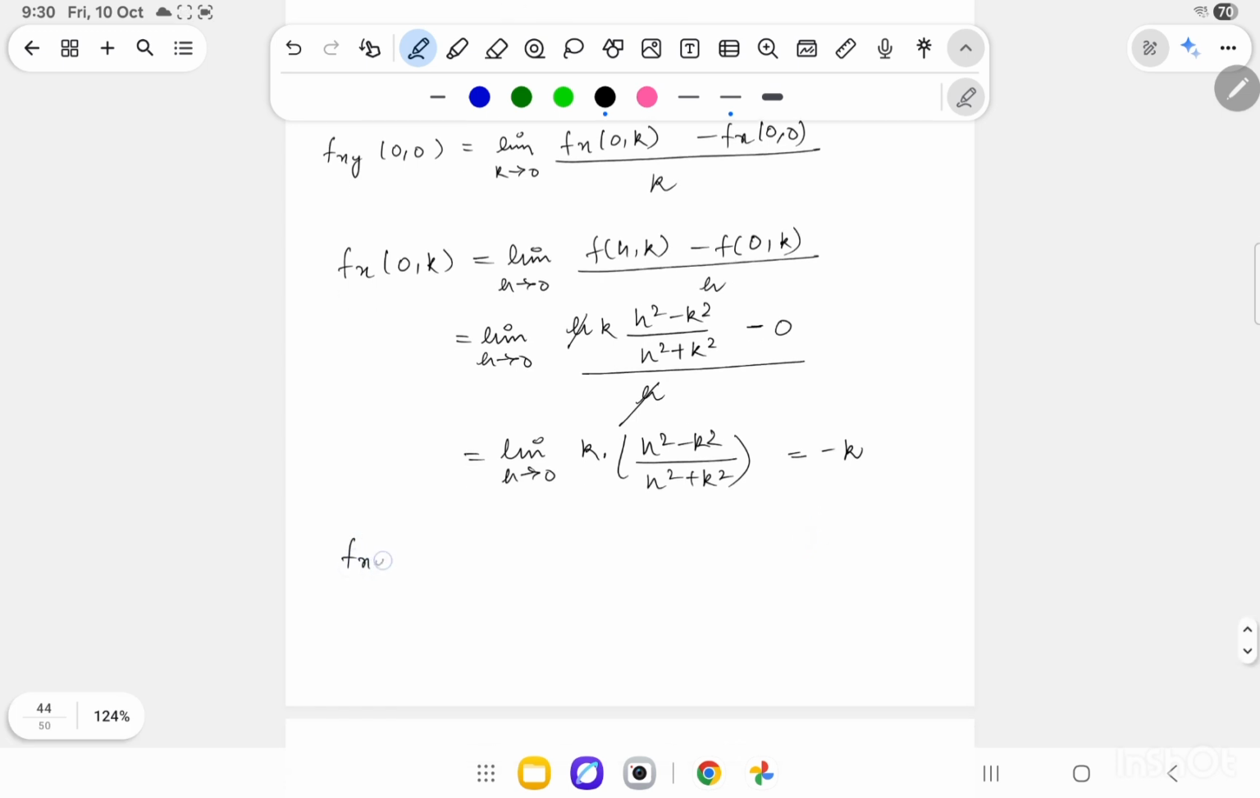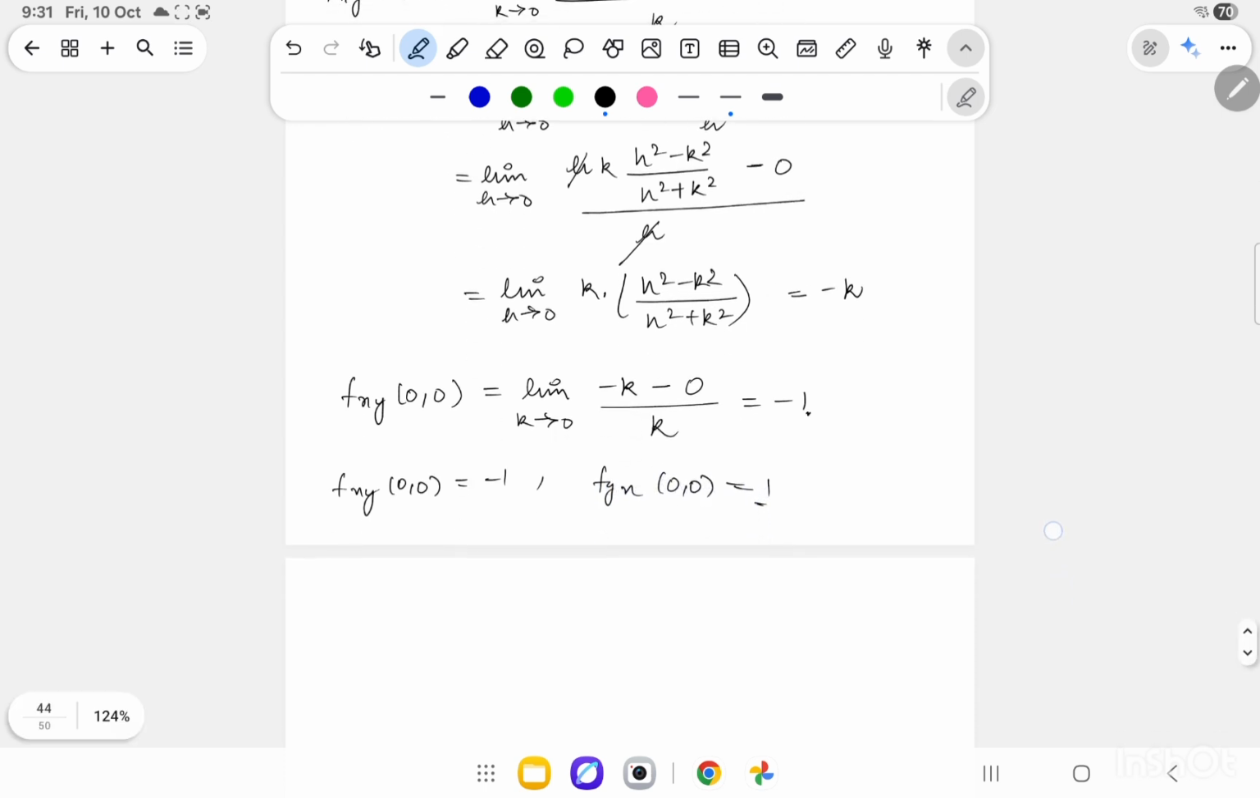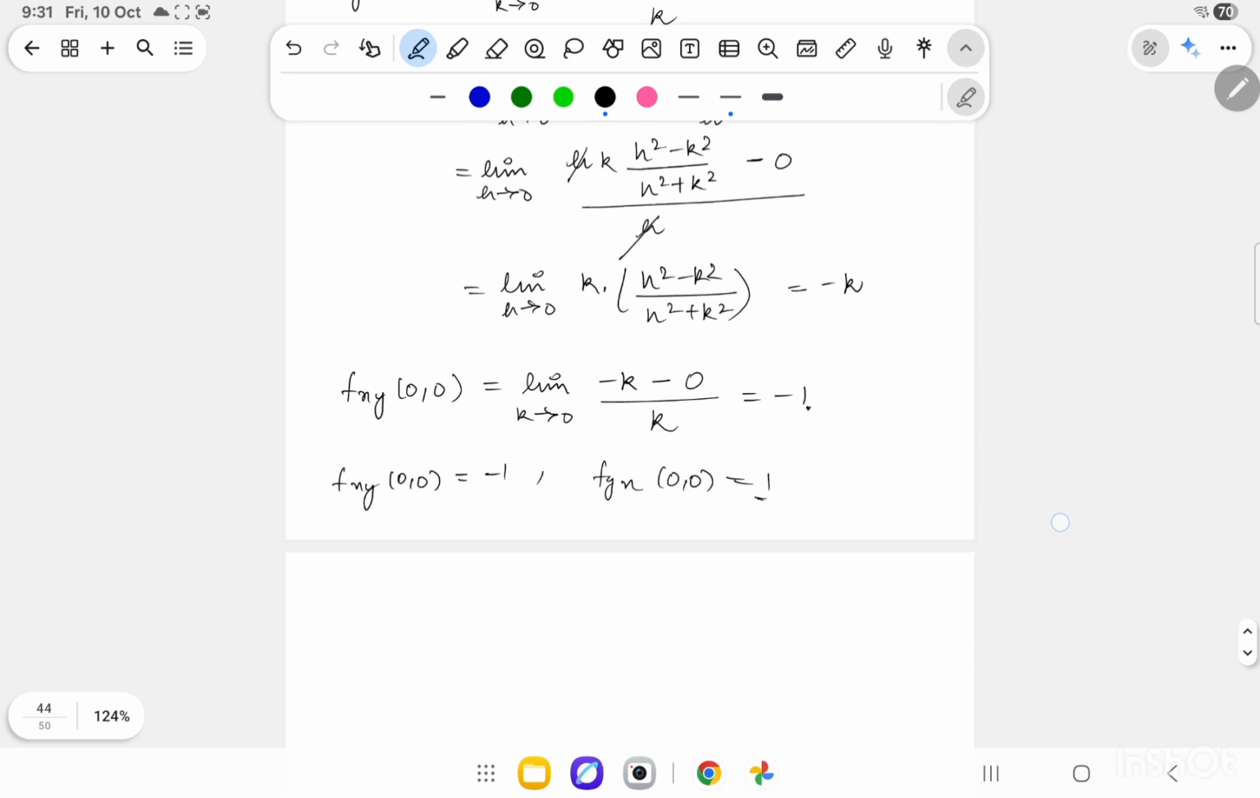So f_xy at (0,0) will be equal to the limit as k approaches 0 of [f_x(0,k), which is basically minus k, minus f_x(0,0), which is 0] divided by k, so this is equal to minus 1. So we got f_xy(0,0) as minus 1 and f_yx(0,0) as 1. So this is the final question.